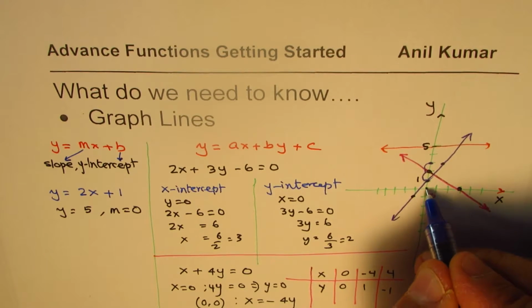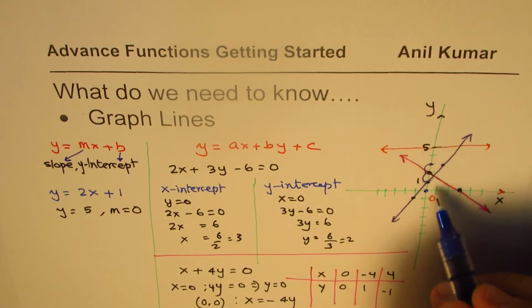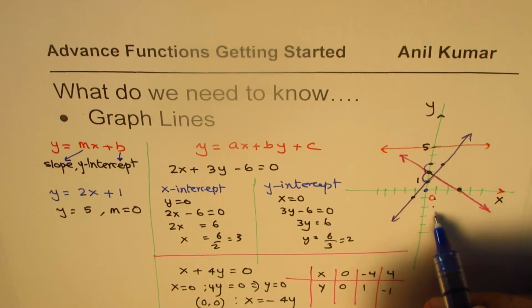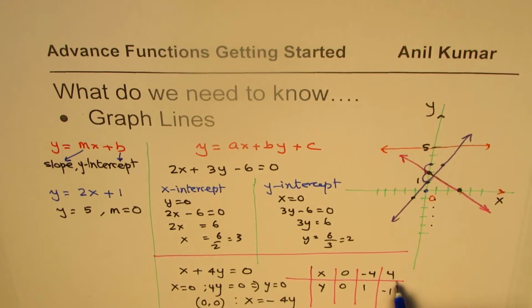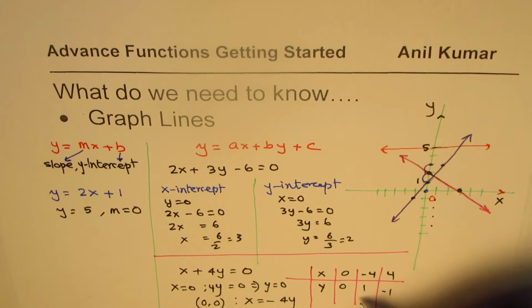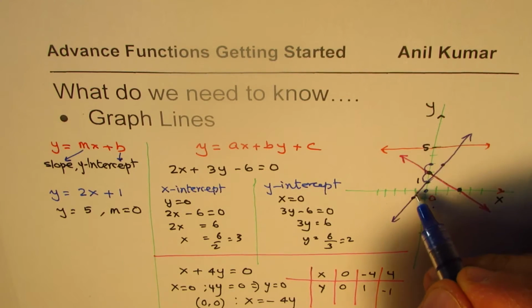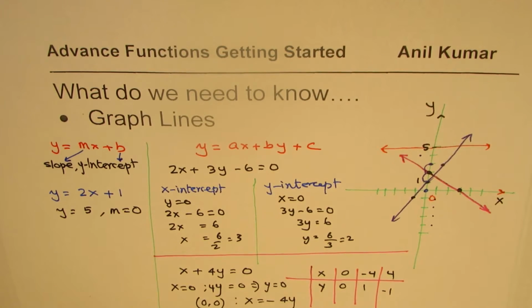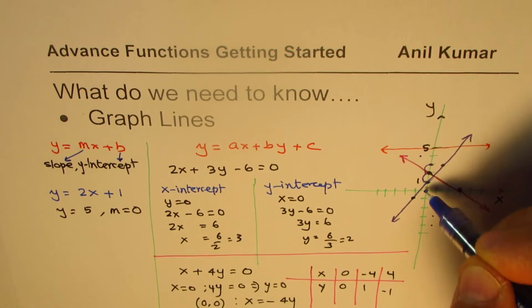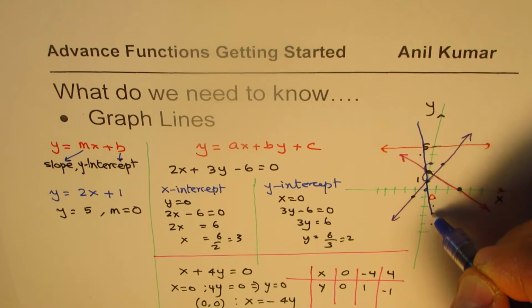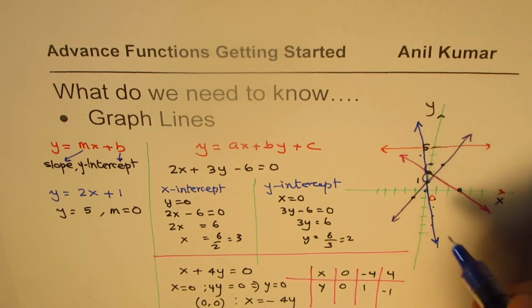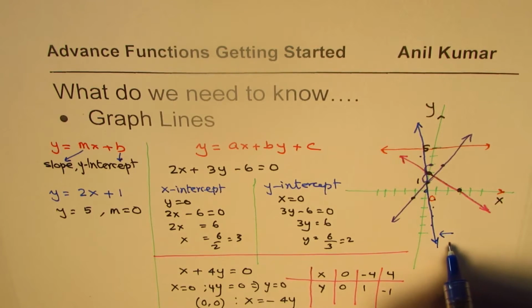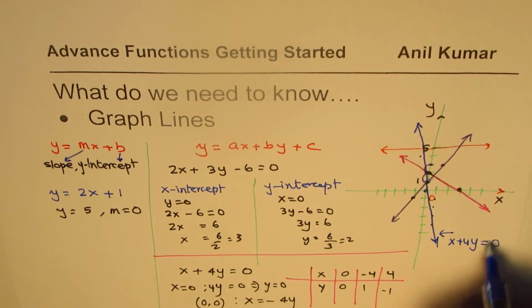So one point is 0, 0, okay. The other one is 1, minus 4. So at 1, we go down 1, 2, 3, 4. And the third one here is 4, minus 1, right? So for 1, it is minus 4. And if I write this as minus 1, then I get 4. So I go here up kind of around there, right? So we have a line joining these 3 points. So we could take a ruler, kind of draw it, okay? So that line represents the equation which is x plus 4y equals 0.